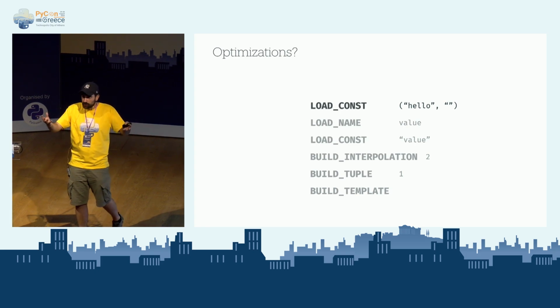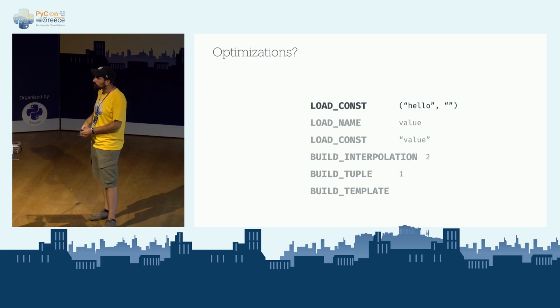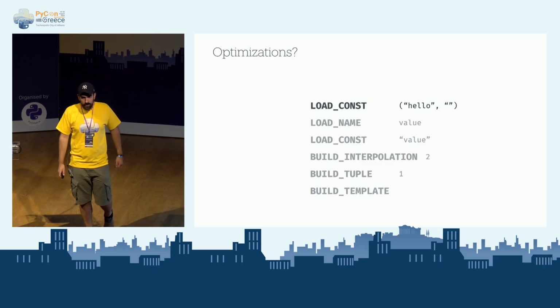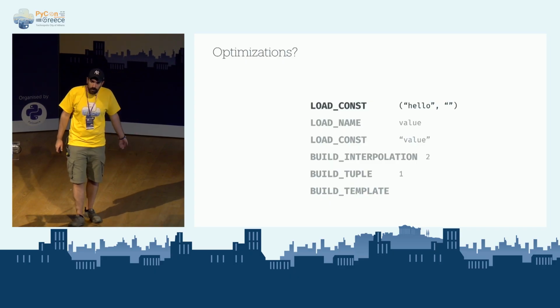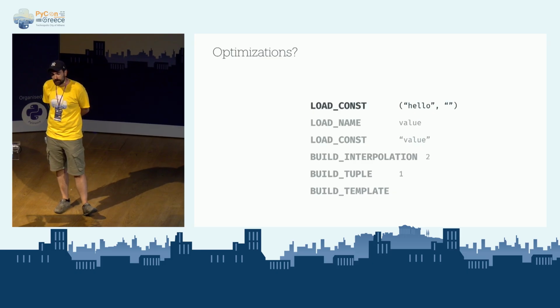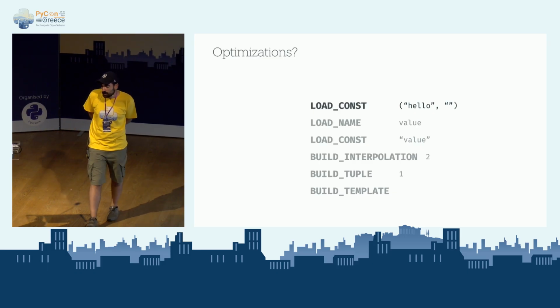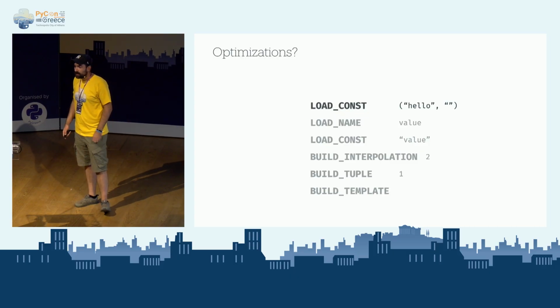a string and empty string. So we have 2 bytecodes less to execute at the end. There's a lot of other optimizations that are happening, but that's for someone else to talk about because I'm not too familiar with all of them, and that's not my specialty.